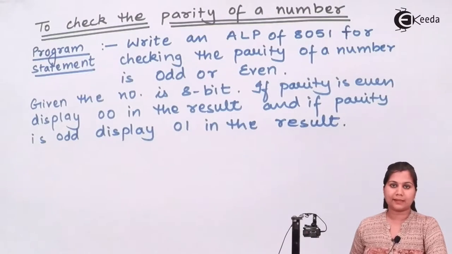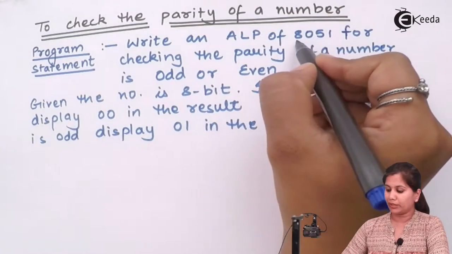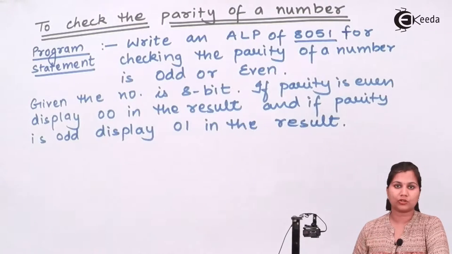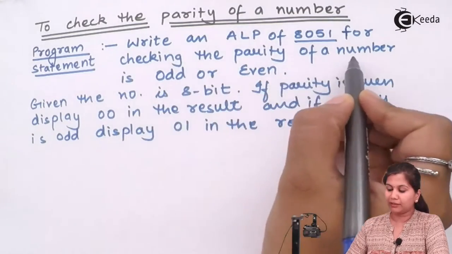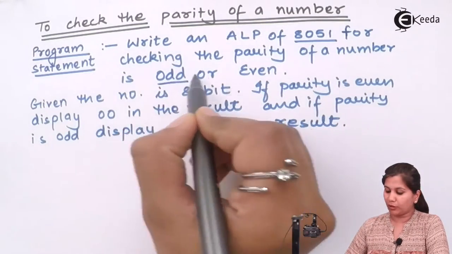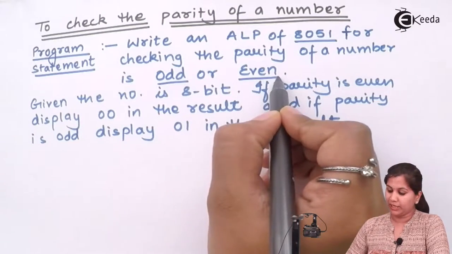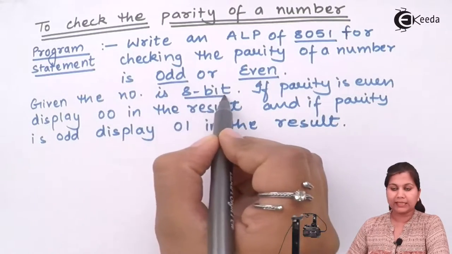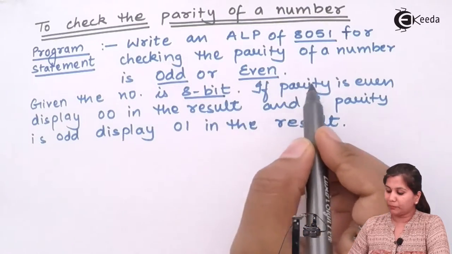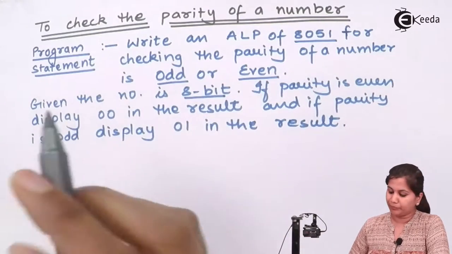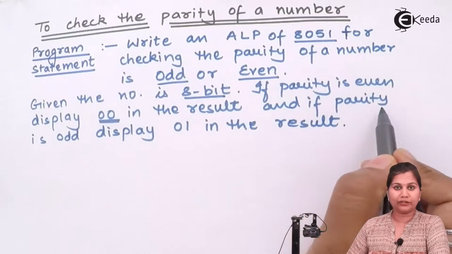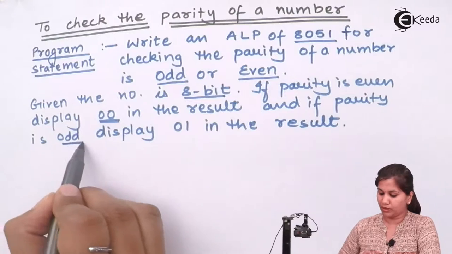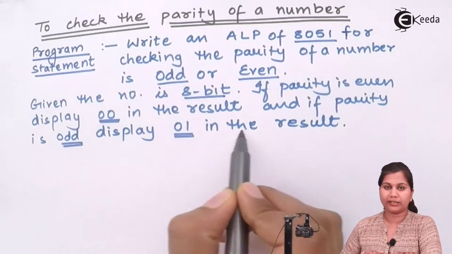We have to write an assembly language program of 8051, means using the instructions of the 8051 microcontroller, for checking the parity of a number, whether it is an odd parity or even parity. It is given to us that the number is an 8-bit number, and if the parity is found out to be even, then we have to display 00 in the result.